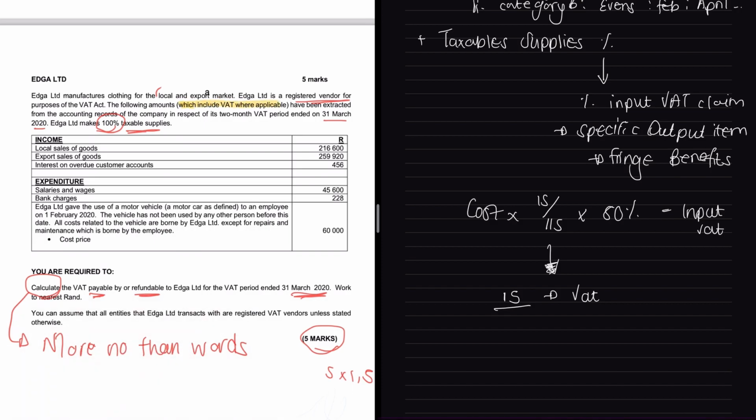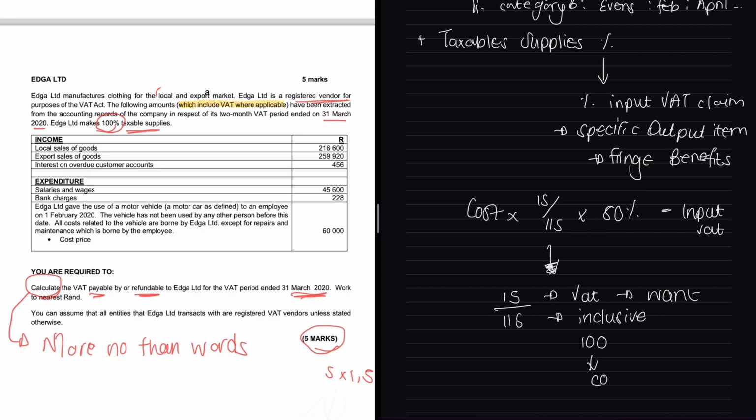Okay, all amounts which include VAT where applicable. Perfect. So going back to our formula, if we are saying amounts are inclusive of VAT, VAT is what we want, which is at 15 over what we're given, amounts that are inclusive of VAT. So VAT plus our cost.